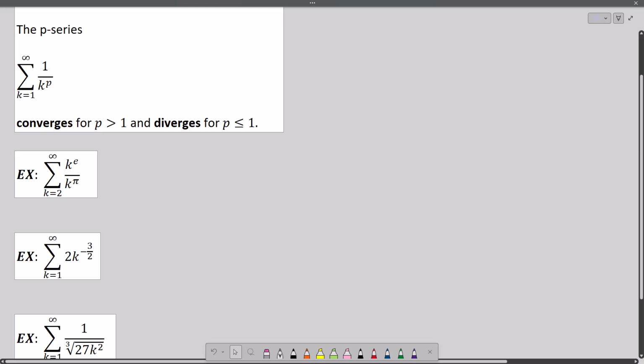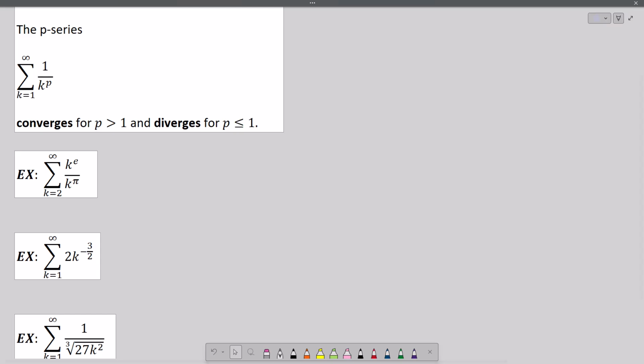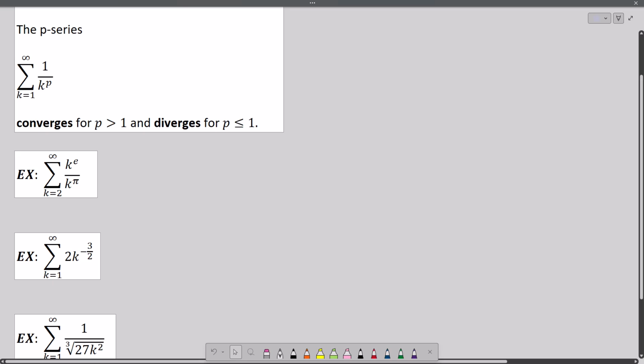If it's equal to 1, don't you just get the harmonic series? 1 over k to the 1, that's the harmonic, which we already showed diverges with the integral test. But that is a special p-series. The harmonic is a p-series where p is 1. P stands for power, so the power is 1. If the power is 1, you have divergence.